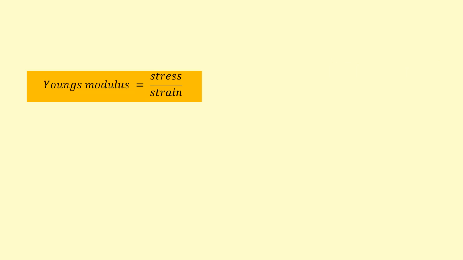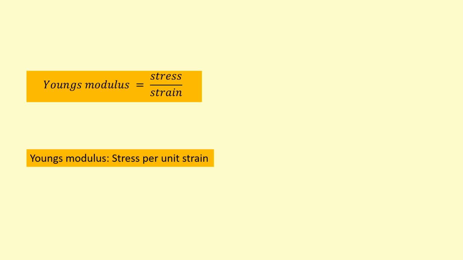A useful quantity we can get from stress and strain is Young's modulus, which is stress divided by strain, or stress per unit strain. Now, stress we saw is force per unit area and is measured in pascals. Strain is unitless because it was a change in length over length, so the units cancelled out. And so therefore, the unit for Young's modulus is also pascals.